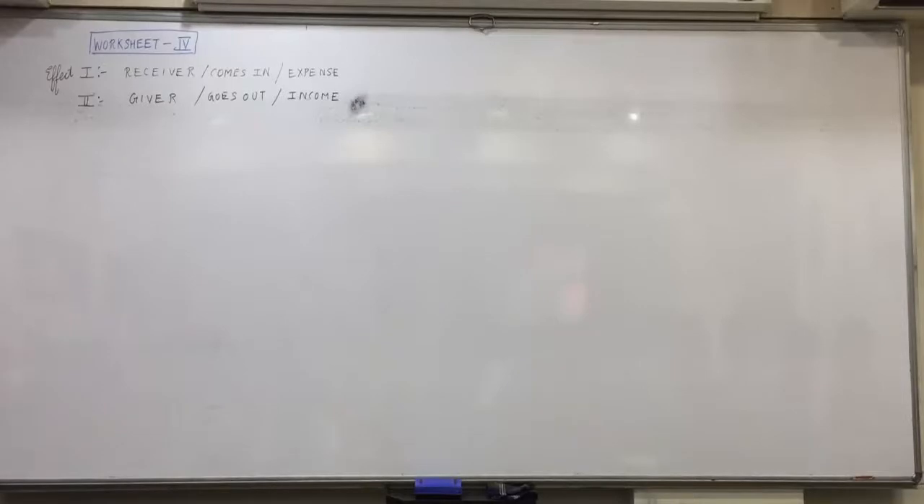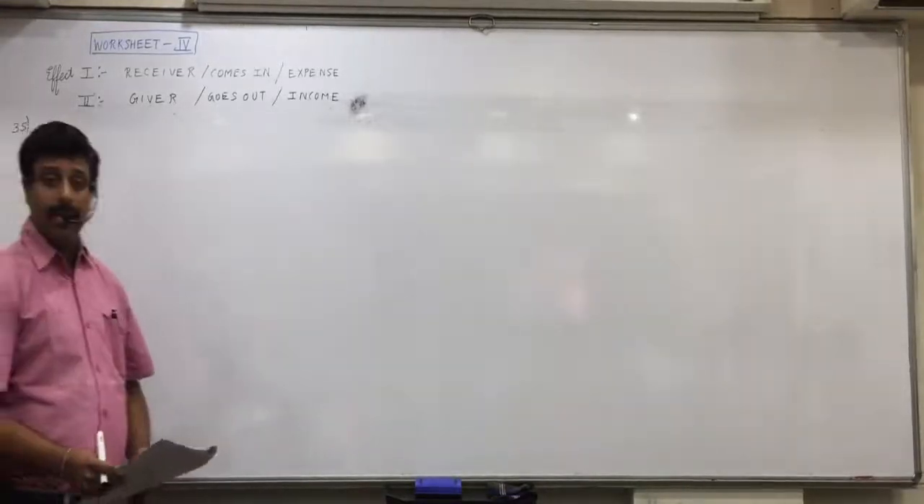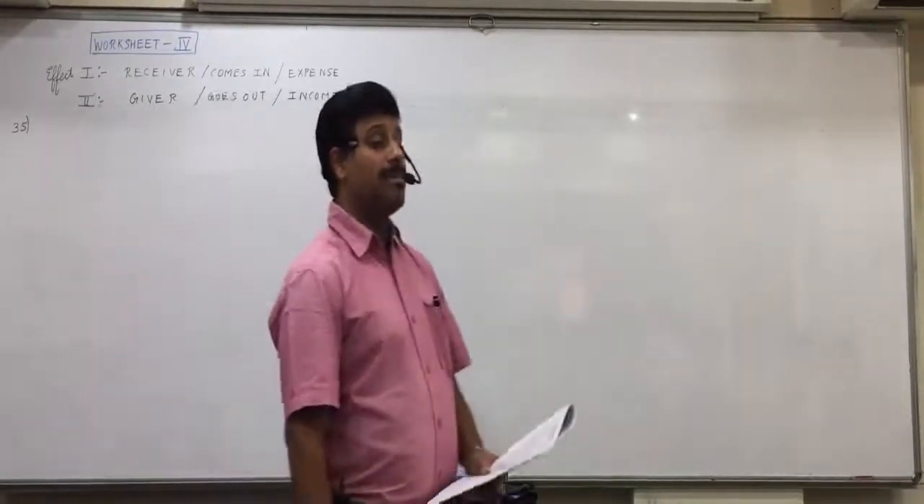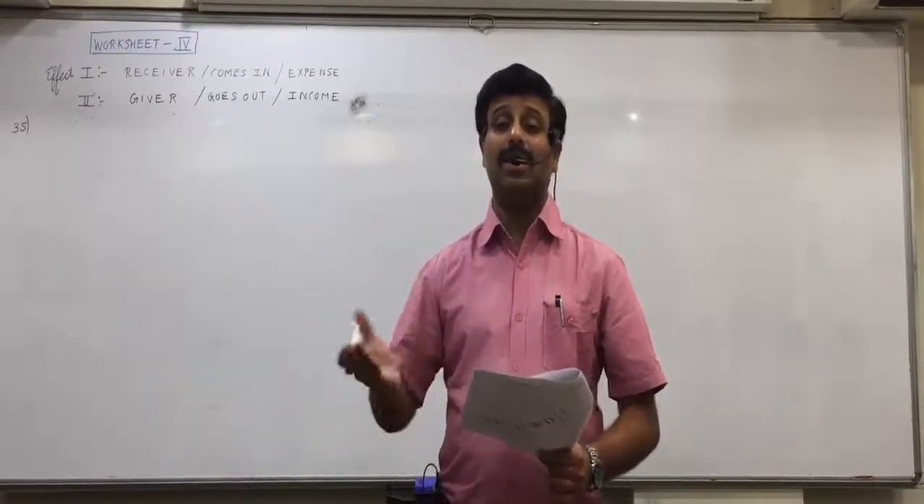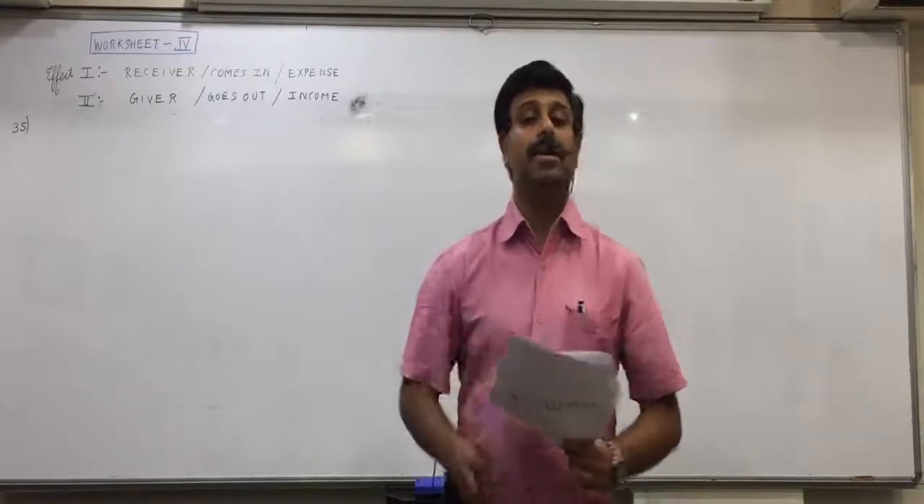So, again I'll explain a few transactions, then I'll start asking you. So, look at transaction 35. Did you all take it out? Worksheet 4 transaction 35, shall I discuss? Paid for consultancy fees rupees 200. Now if you ask yourself who is the receiver, no name is given, you don't get any answer. If you ask what comes in, nothing comes in. But which expense? Paid for consultancy. So consultancy is an expense.